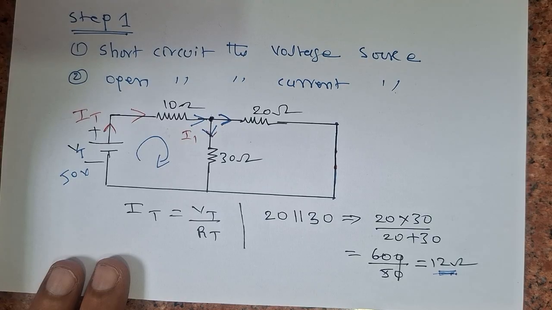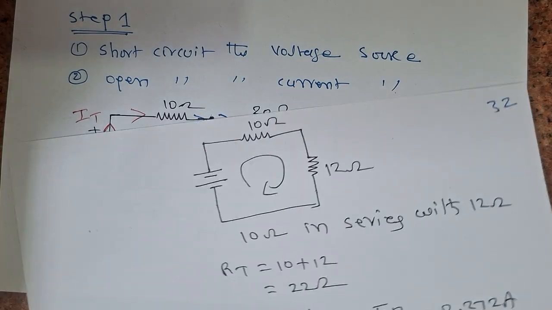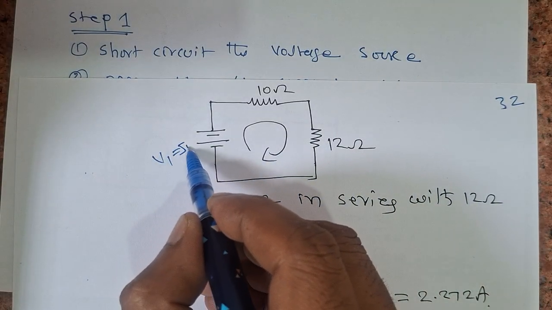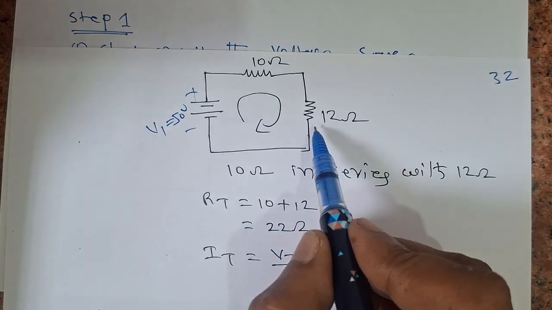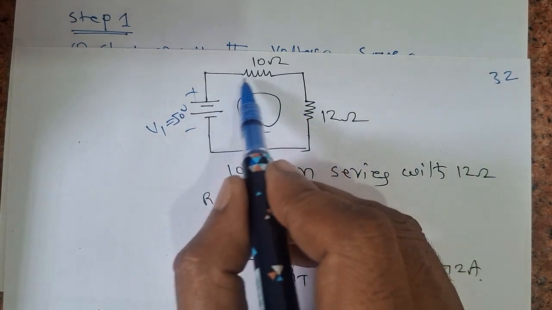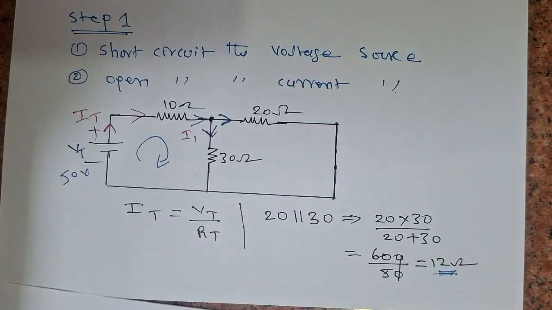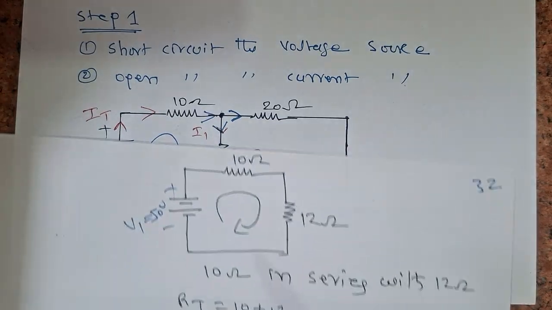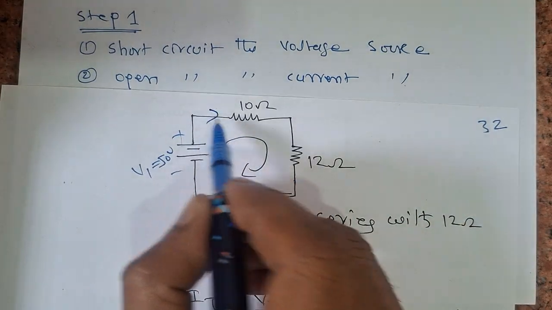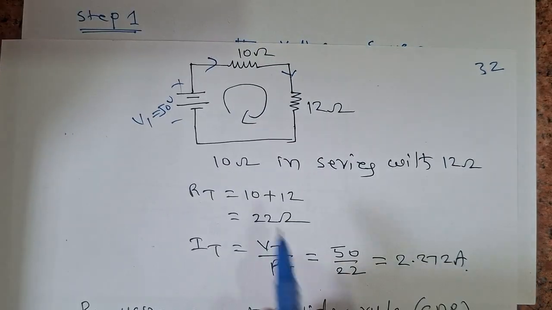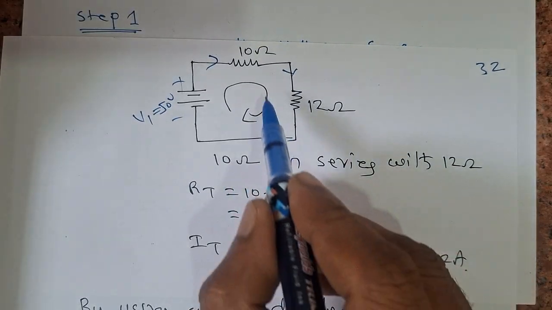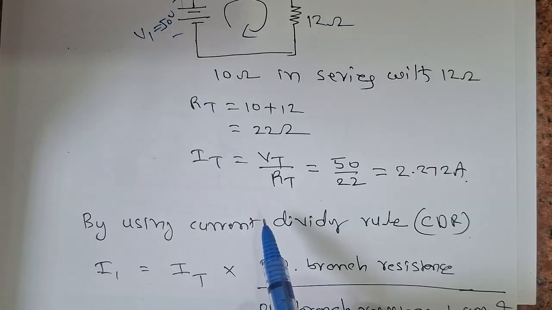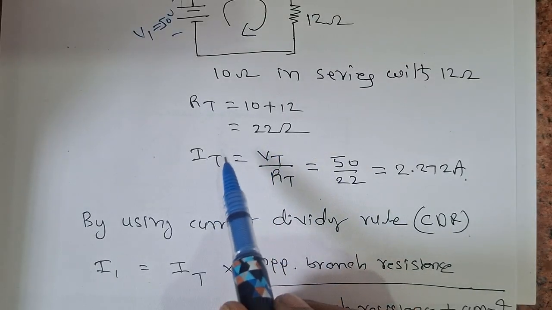Again, we have to replace the circuit. So this will be the 12 ohm resistance, and this V1 is equal to 50 volts. This 12 ohm resistance is again in series with the 10 ohms. So this resultant resistance of 12 ohms is again connected to the 10 ohm resistance. Therefore, the 12 and 10 are both in series. The total resistance is equal to 10 plus 12. In series we simply add. So 22 ohms is the total resistance.